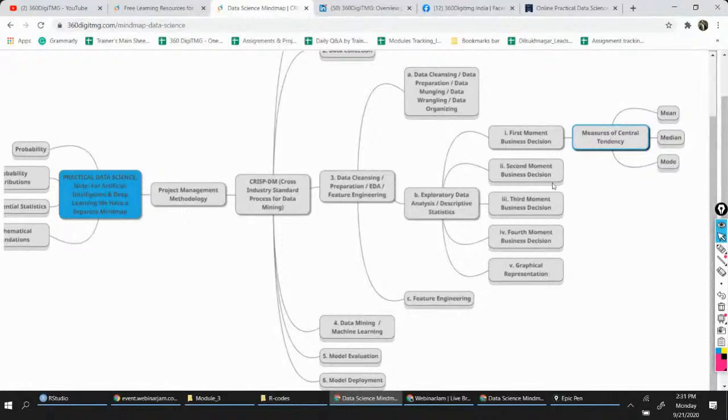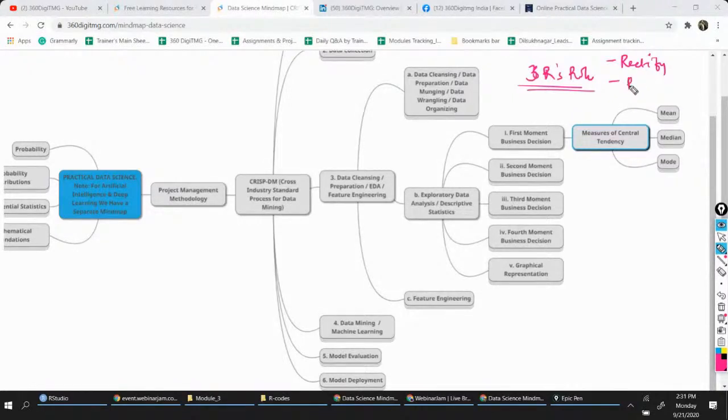The 3R's rule is followed for outlier treatment. The first one would be rectify. You are correcting if there is any mistake in the entry. A data entry issue could lead to an extreme value. So you're correcting it.